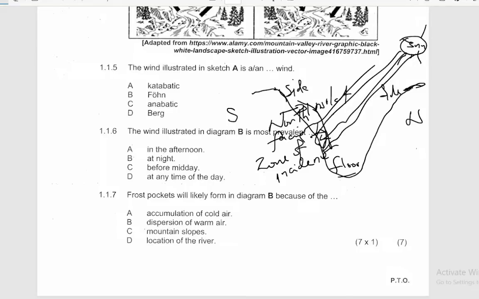And this side, because it's facing away from the sun, this side of the valley, this is what we call the shadow zone. It's always in shadow because it's facing away from the sun. The sun's rays cannot curve to hit this side, because it's facing away from the sun's direction. It's called the shadow zone.